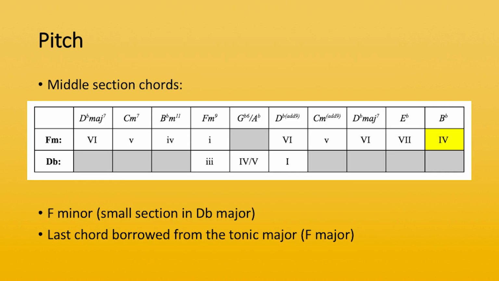Continuing with pitch, we have the middle section, which is quite calm. I think this is the most interesting pitch feature of the piece. When it goes much calmer, we have these chords here: D flat major 7, C minor 7, B flat minor 11. You can keep reading them. They're in sort of 2 keys, I guess, F minor being the main one, and there is a brief section that I've justified by saying it's D flat major, and you can see the crossovers between the 2. The last chord is borrowed from the tonic major, so that's F major. It's chord 4 in the tonic major.